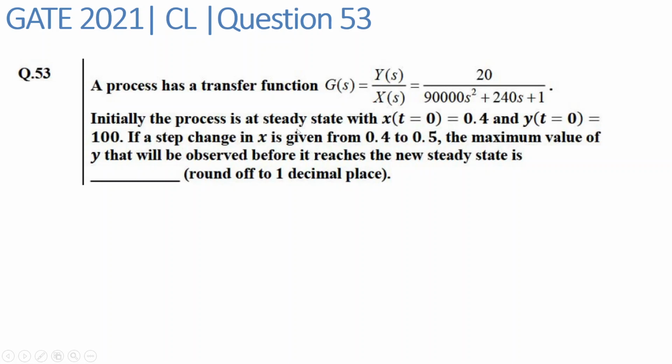Initially, the process is at a steady state with x at time t = 0 is 0.4 and y at time t = 0 is 100. If a step change in x is given from 0.4 to 0.5, the maximum value of y that will be observed before it reaches the new steady state is a dash.